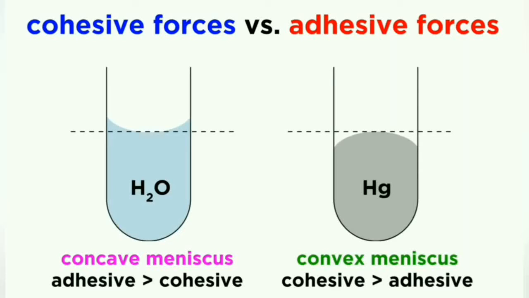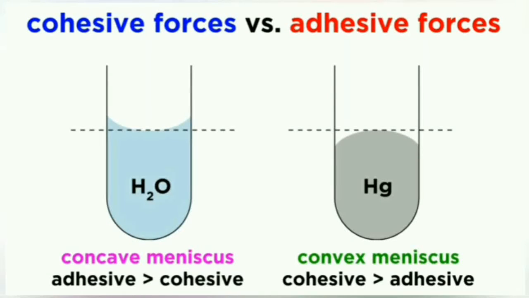If we try this again with mercury, it will look totally different. In mercury, the cohesive forces between the mercury atoms are stronger than the adhesive forces between the mercury and the glass. So mercury will form a convex meniscus, which is when the surface curves up like this. It will do so as to minimize interactions with the glass, which in turn maximizes the interactions between the mercury atoms.